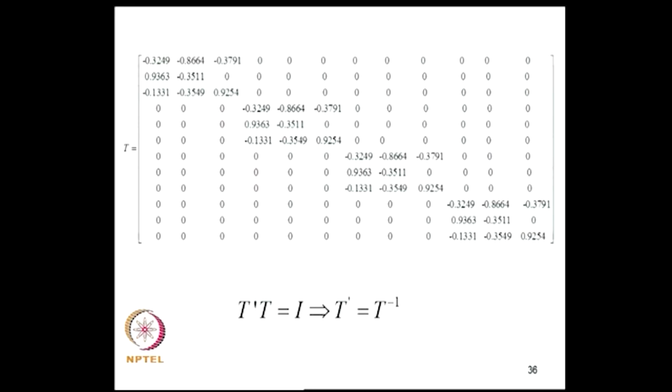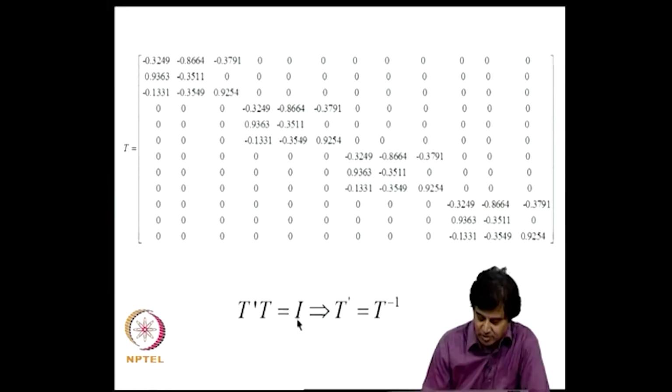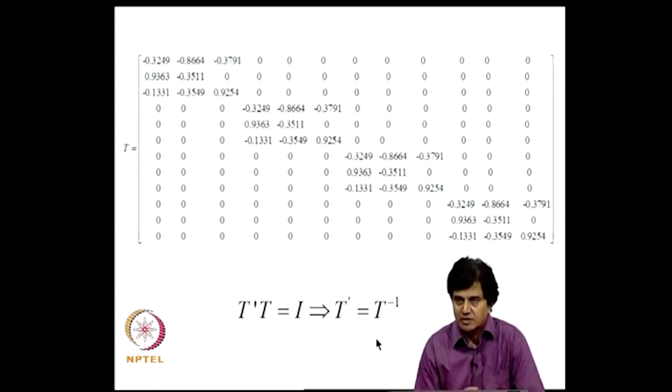Now, this T matrix for this problem for one of these members is shown here. Now, it turns out that we have shown that this individual 3 by 3 matrix is orthogonal, but it also turns out that this assembled transformation matrix is also orthogonal, and I leave it as an exercise for you to figure out why this happens.